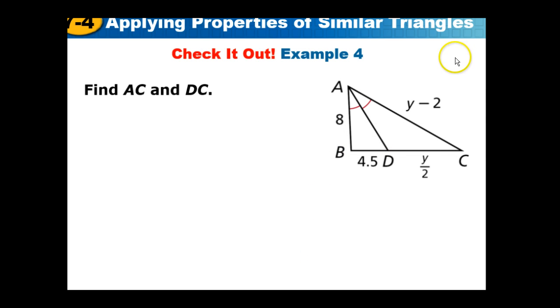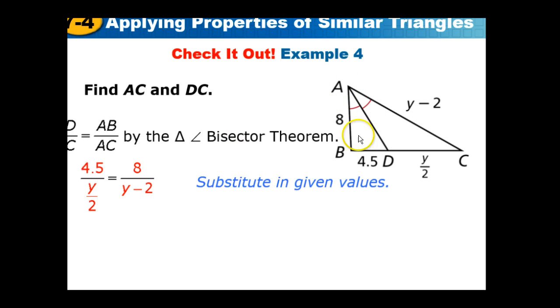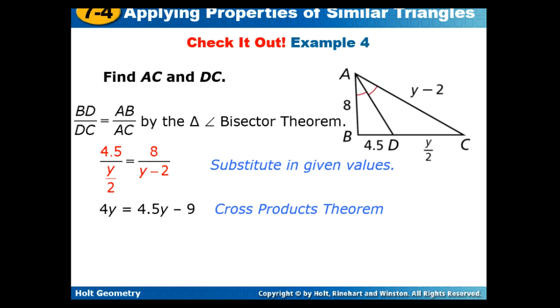So we're going to do the check it out here. We're going to realize that since the angles are congruent, that means this is a bisector and we're allowed to use the theorem. Since we're allowed to use the theorem, we're going to set up our ratios. We're going to put 4.5 over y over 2 equals 8 over y minus 2. And we're going to do cross products first. When we take 1/2 y, or y over 2, and multiply it by 8, that gives me 8 divided by 2, which is 4. And that's where we get the 4y. On this side, we're going to distribute the 4.5 into both of these, so we get 4.5y minus 9.